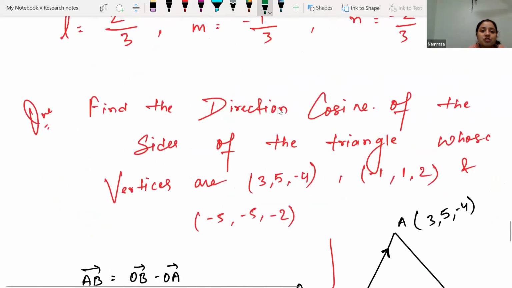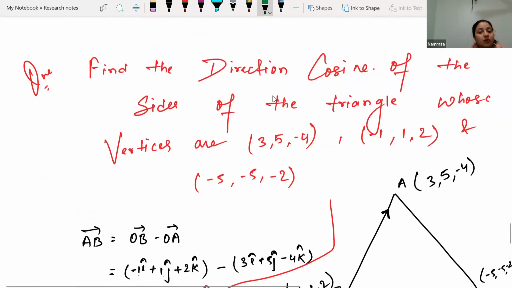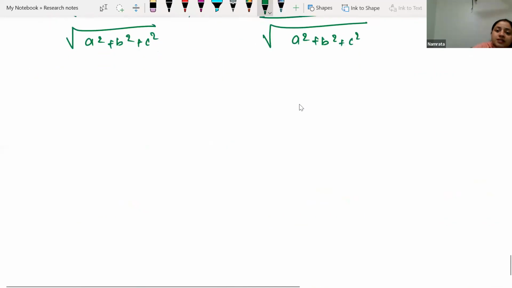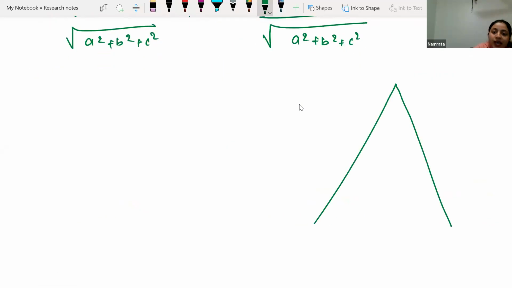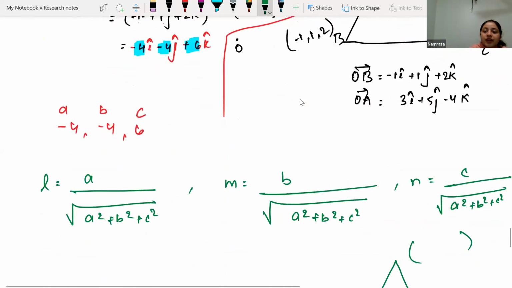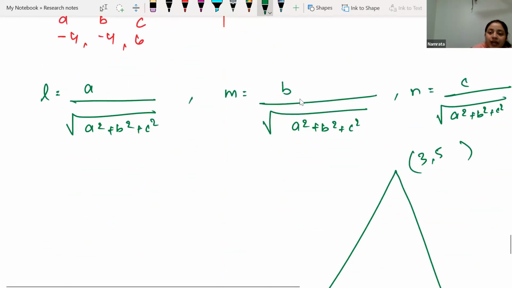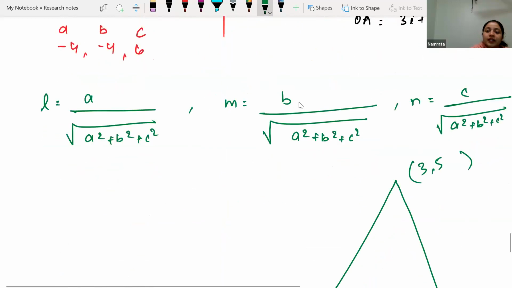Let's get back to the question. Find the direction cosine of the sides of a triangle. Direction cosine we have to find of each and every side of the triangle. So what we did, let me summarize it. We are having a triangle like this. The vertex coordinates we know over here, over here, and over here. 3, 5, negative 4.